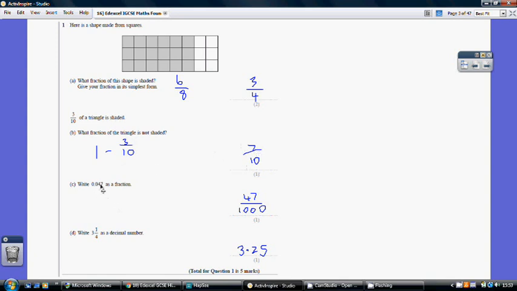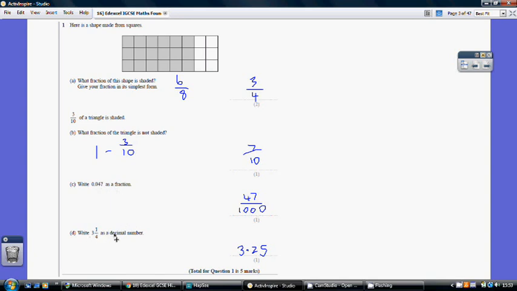Write 0.047 as a fraction. Well, this is the tenths column, the hundredths column, the thousandths column, so that's 47 over 1,000. What I suggest you do when you think you've got your answer, pop that back into your calculator and press the S-D button and just check you get what you started with.